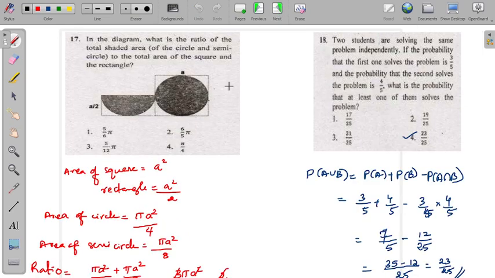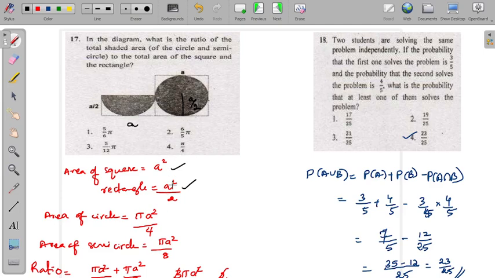Next question. 17th question. In the diagram, what is the ratio of the total shaded area of the circle and semicircle to the total area of the square and the rectangle? So the area of the square, its side is a, so a square. Area of the rectangle is a into a by 2, length into breadth, a square by 2. Area of the circle, this is a complete circle, so pi, its radius is a by 2.